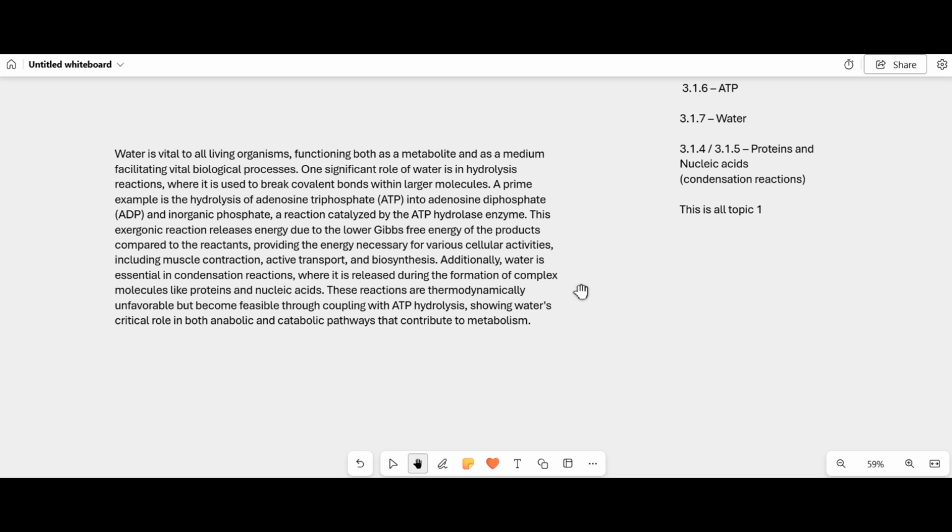So: hydrolysis of adenosine triphosphate, ATP, into adenosine diphosphate and inorganic phosphate. Now, this is a very simple fact, we all know this, but look at the way it's structured. It says a prime example is the hydrolysis, so we're talking about an example of hydrolysis, a reaction which is catalyzed by the ATP hydrolase enzyme. This exergonic reaction releases energy due to lower Gibbs free energy.